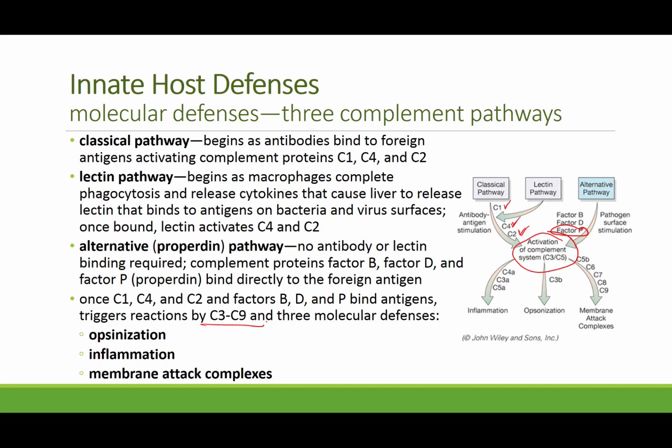So now we're going to see all the other complement proteins get involved, and that will trigger one of 3 molecular defenses. It will cause opsonization, it will enhance inflammation, or it will produce membrane attack complexes, or MACs. So 3 things that can happen or will happen once we activate the complement system, once we get through those first steps to get complement going. And so we're going to look at those 3 things over the next 3 slides. So don't feel like I'm going to leave you hanging about what opsonization is, because I know you are very eager to find out. So let's take a look.